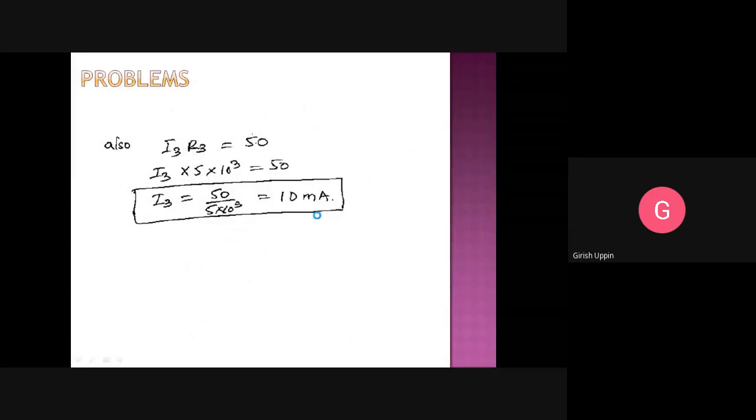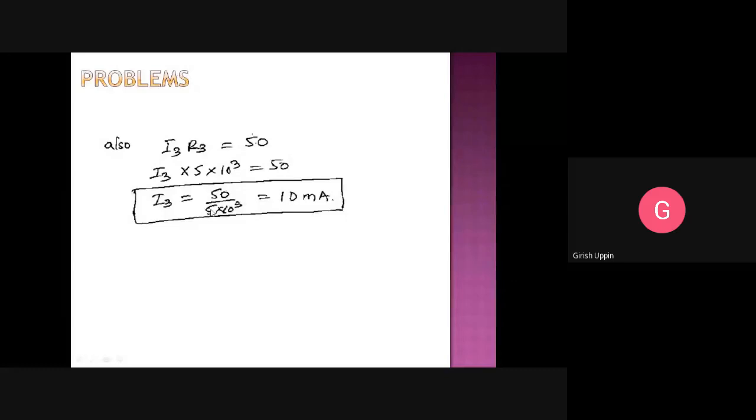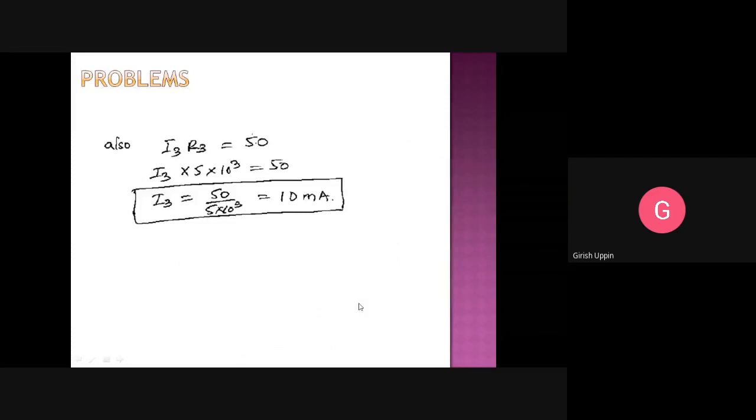So the current is more where the resistance is less, and the current is less where the resistance is more. Here the resistance is how much? 25 kilo ohms. That's why the current is less, and here the current is more because this is the least resistance.